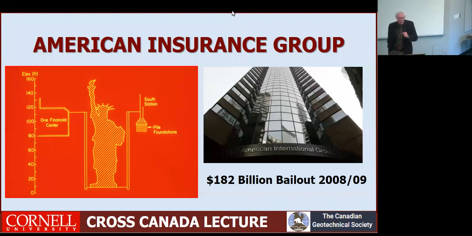AIG during the 2008-2009 financial crisis was bailed out by the United States government for $182 billion. Now, a lot of that has purportedly been returned because of the sales of stock and so forth. But what does infrastructure cost? And what is the relative cost of other things? And we have a new normal that we deal with in the world these days.